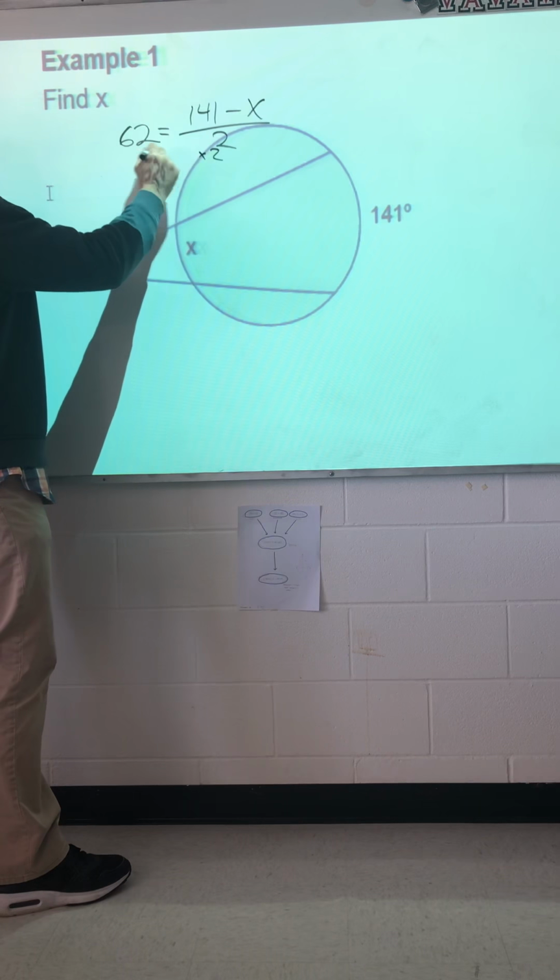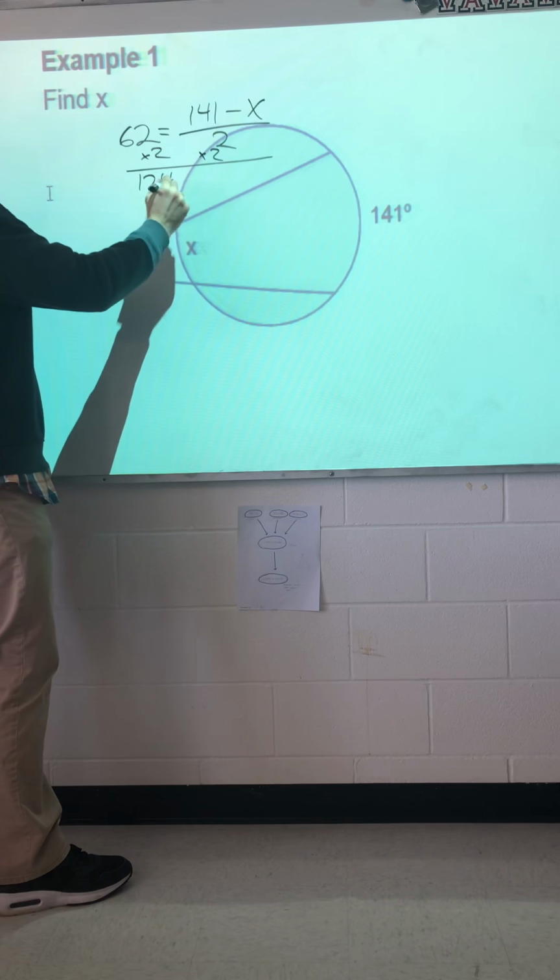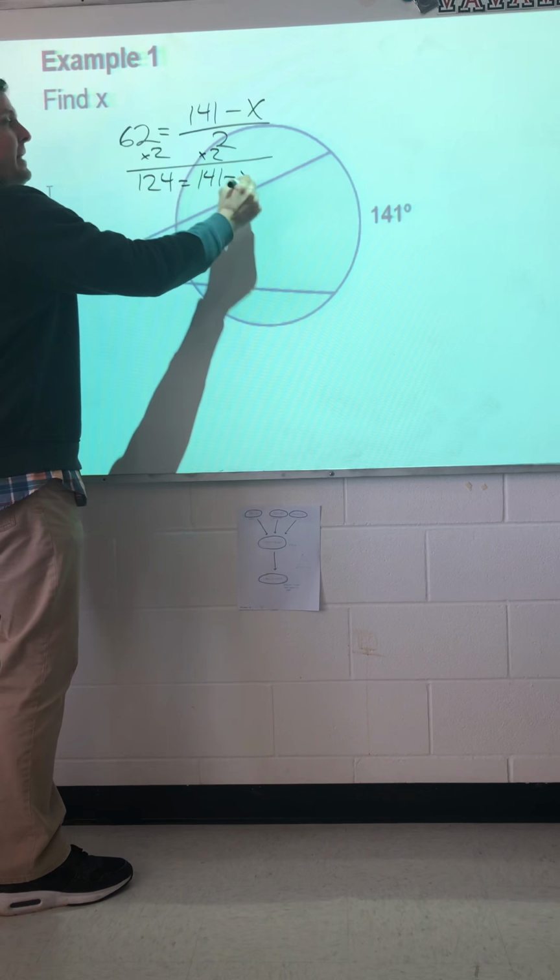Now we don't necessarily love that divided by 2 there, so we multiply to get rid of it, times 2 on both sides, so we have 124 equals 141 minus x.